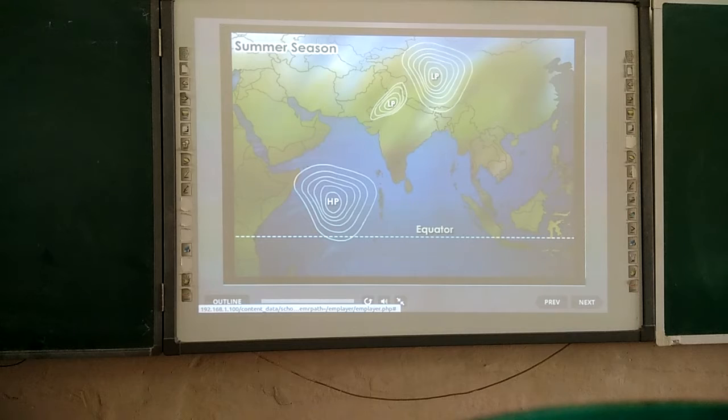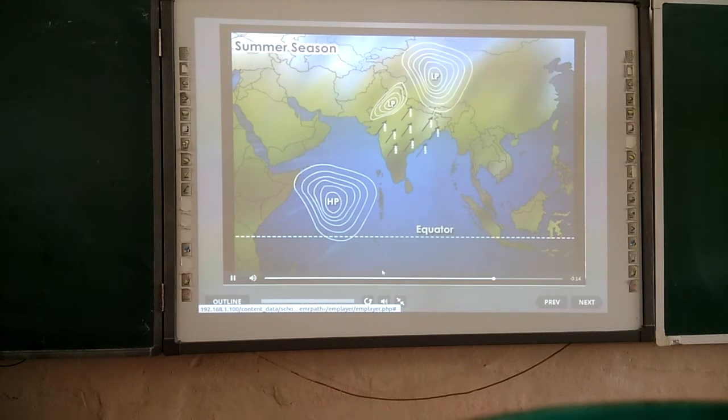Air moves from the high-pressure area over the southern Indian Ocean in a southeasterly direction, crosses the equator and turns right towards the low-pressure areas over the Indian subcontinent. These are known as the southwest monsoon winds. These winds blow over the warm oceans, gather moisture, and bring widespread rainfall over the mainland of India.